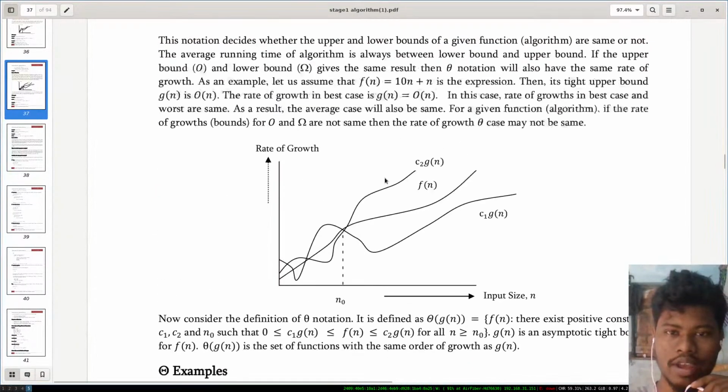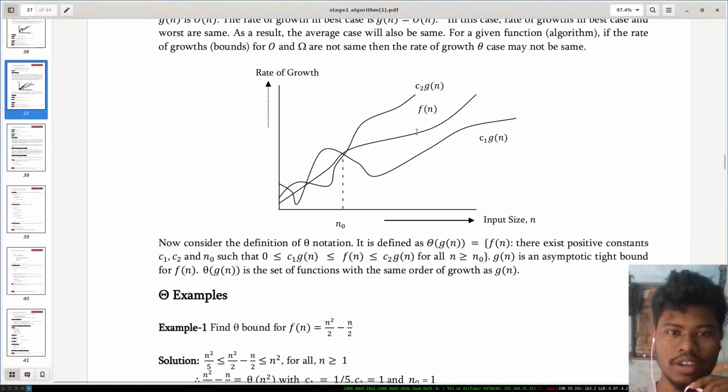All right, so in this graph right here, we can see that this is the f(n) graph, and in here we have c1 g(n) and another function. This is the input size. Depending on the input size, the function gets curved.